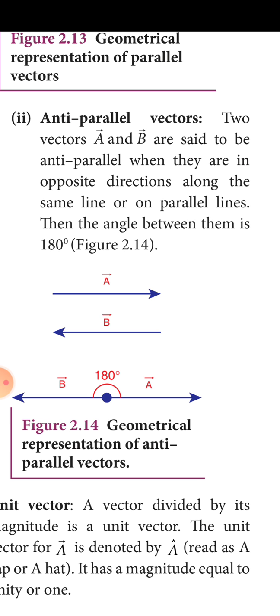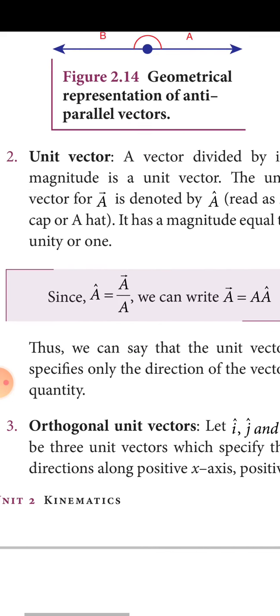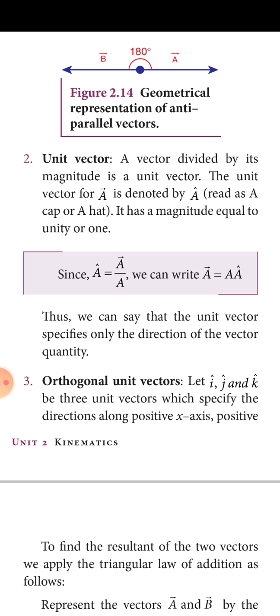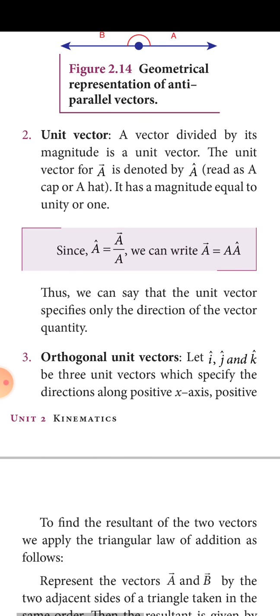And the next important one is the unit vector. A vector divided by its own magnitude is called a unit vector. The unit vector of A vector is denoted by A cap or hat. It has a magnitude equal to unity or 1. So A cap equals A vector divided by its magnitude. Thus we can say the unit vector specifies only the direction of the vector quantity.